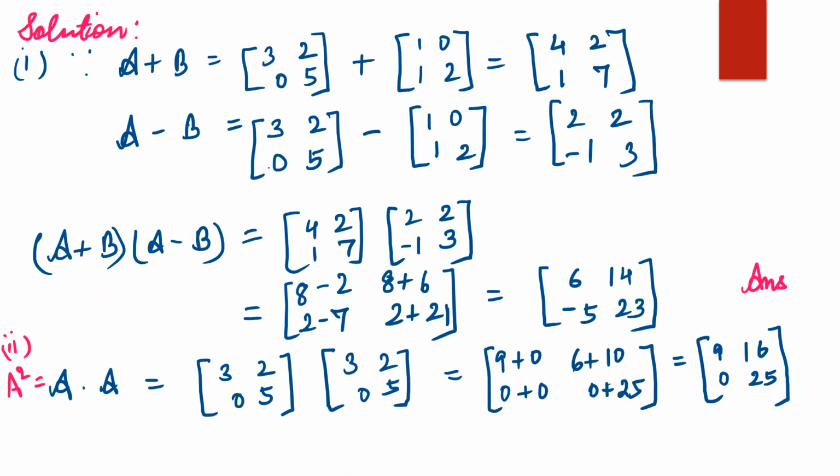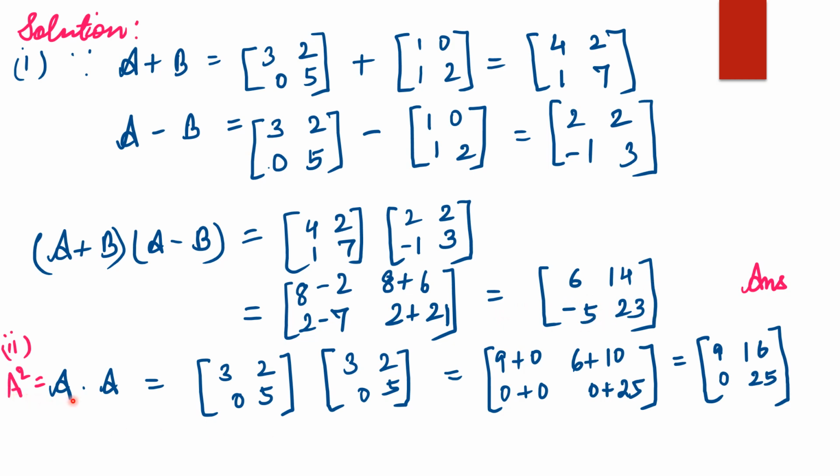In the first part, first we will find A plus B, that is 3205 plus 1012, we will get 4217. A minus B, we will do 3205 minus 1012, we will get 22 minus 13. Now A plus B into A minus B will be 4, 2, 1, 7 and 2, 2 minus 1, 3, which is equal to 8 minus 2, 8 plus 6, 2 minus 7, 2 plus 21, which is equal to 6, 14 minus 5, 23.